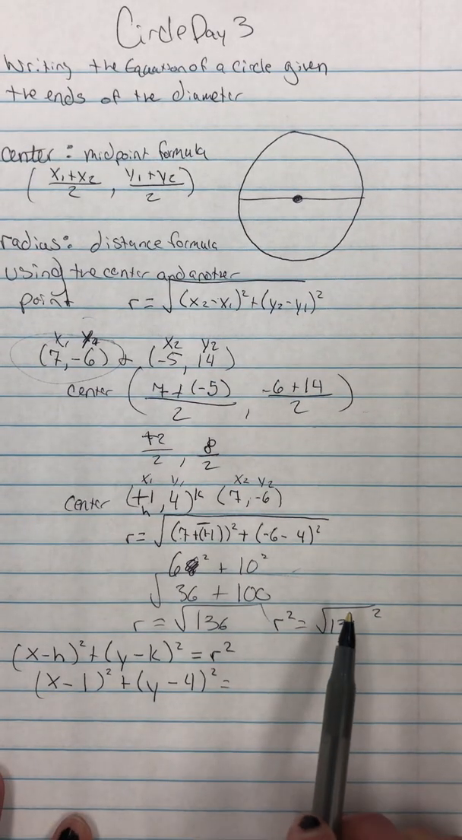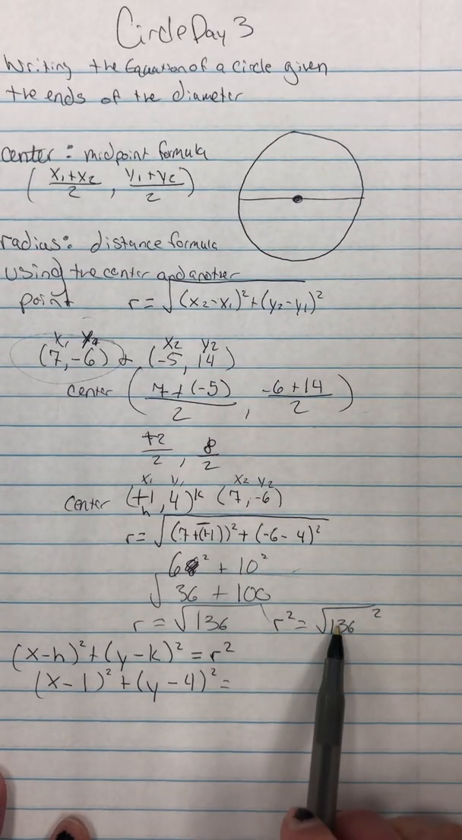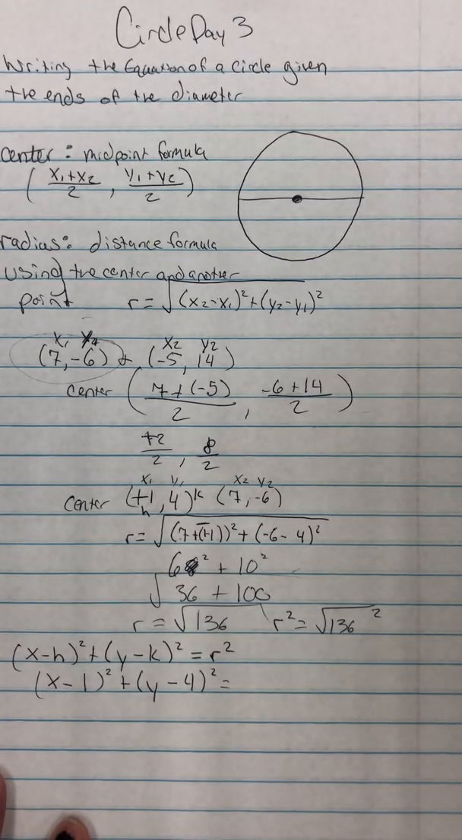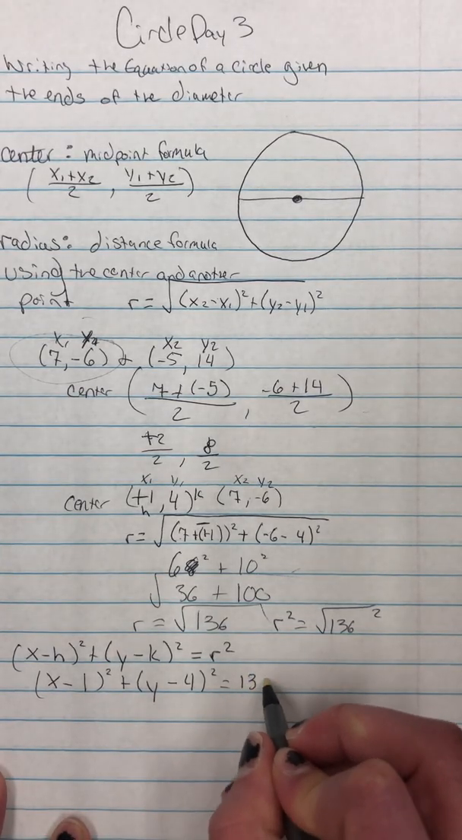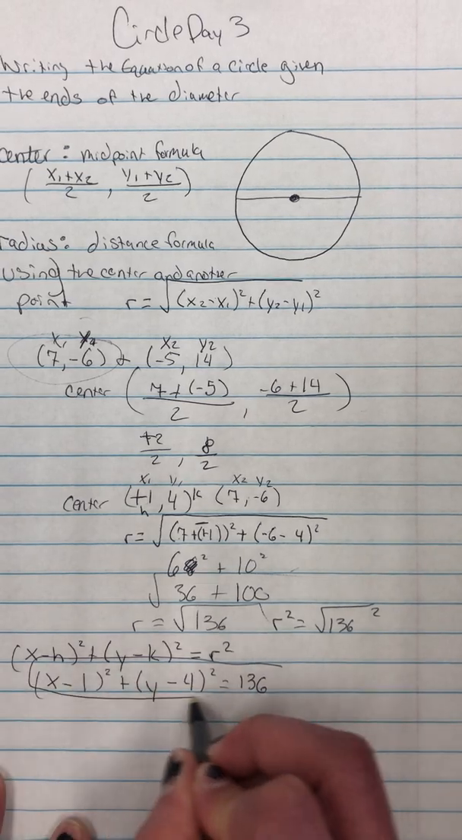Well, if you square the square root of 136, anytime you square a square root, it is just the number on the inside. So that is going to be our answer.